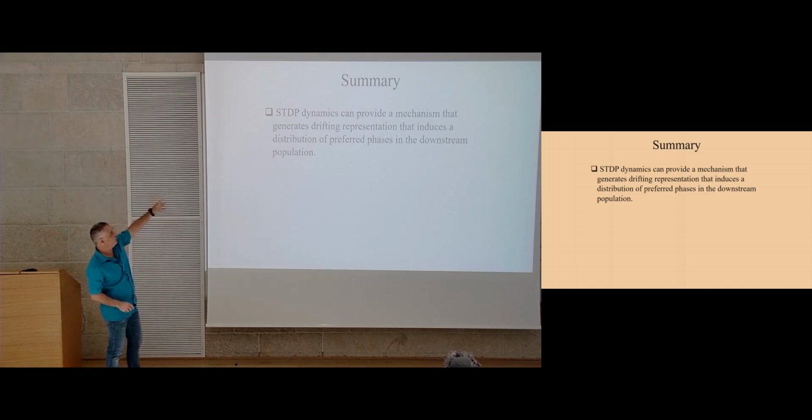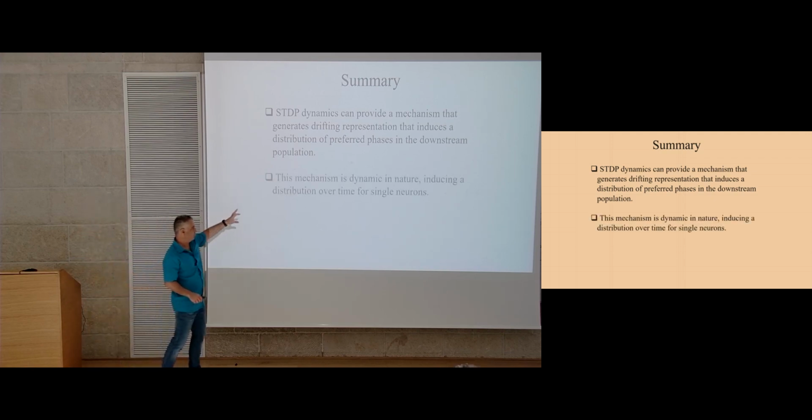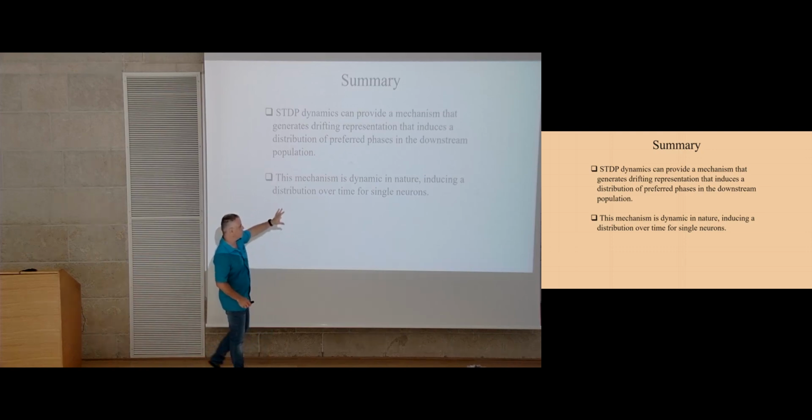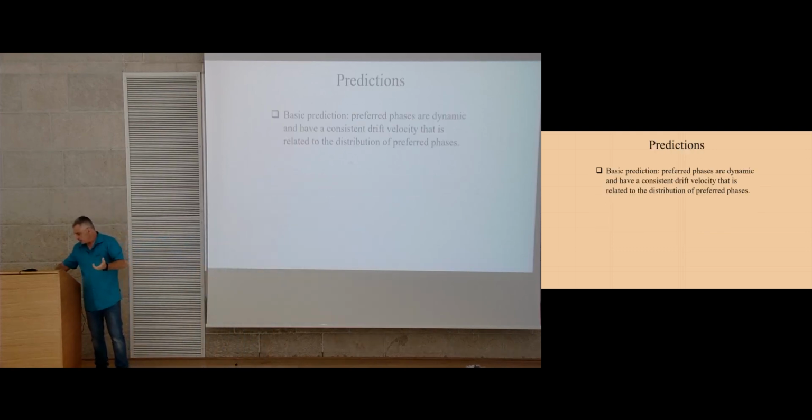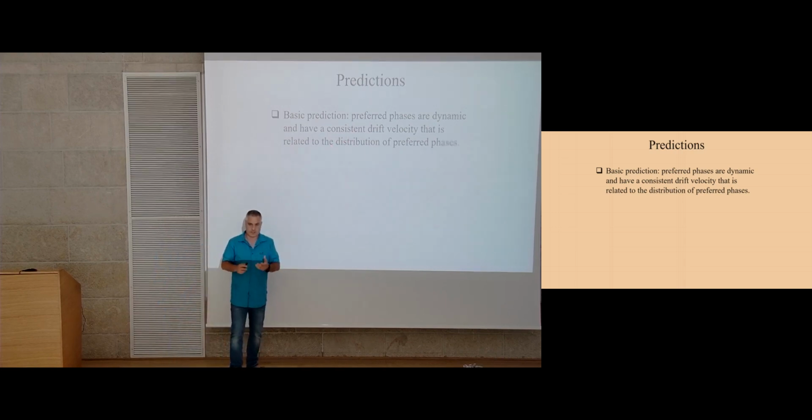So what I showed is that STDP can provide a mechanism that generates drift representation, which induces a distribution of preferred phases in the cortical population. The mechanism itself is a dynamic mechanism. It produces a distribution of the thalamic signal, which is then translated to a distribution in the population. The basic prediction is that the phases are dynamic. You should be able to see that they change in time, and they should show a consistent drift velocity. Moreover, this velocity is supposed to be related to the distribution of preferred phases. For example, it's supposed to be minimal at the most likely preferred phase.